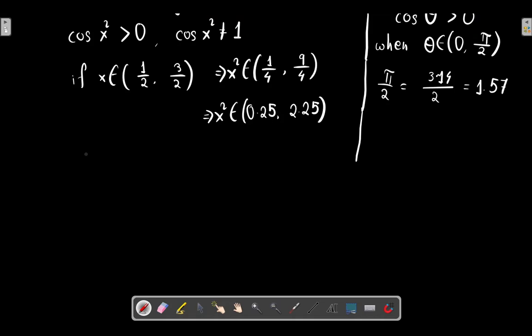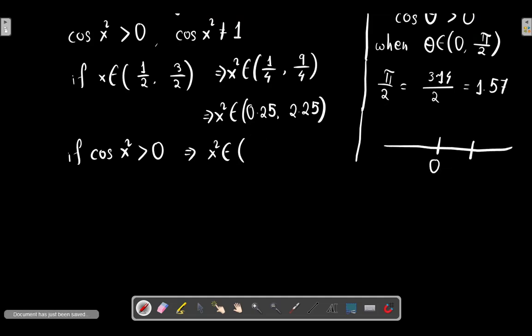So if cos of x square is to be positive, then x square must be restricted. Let me draw a number line first. On the number line, if 0 is here, this is 1.57, say, that is pi by 2, and then here is 2, and here is 2.25. And here, suppose, is 0.25.